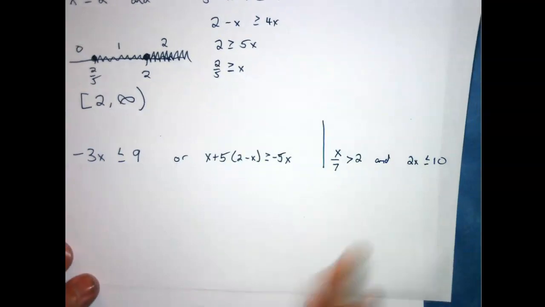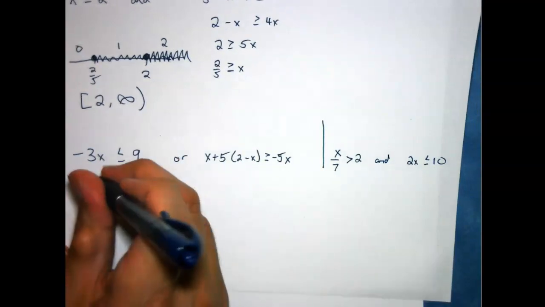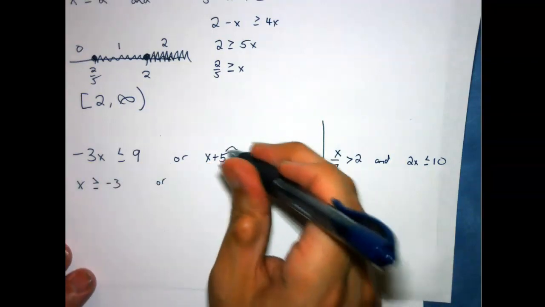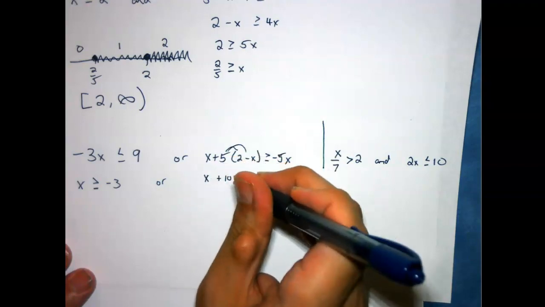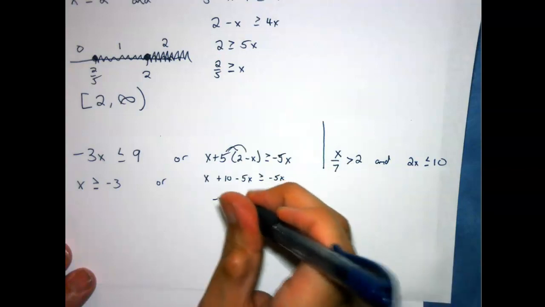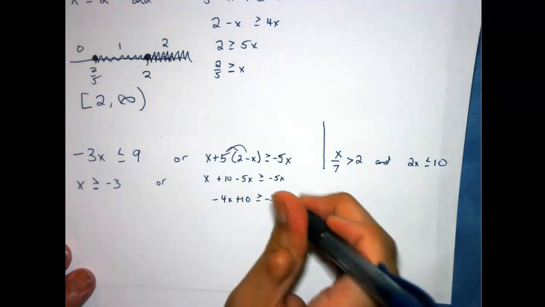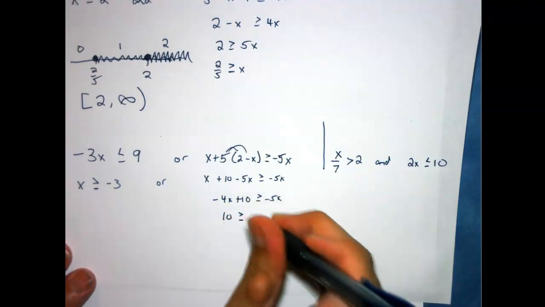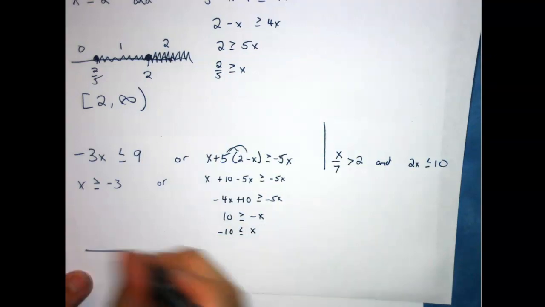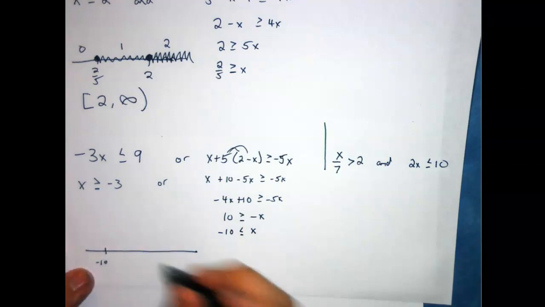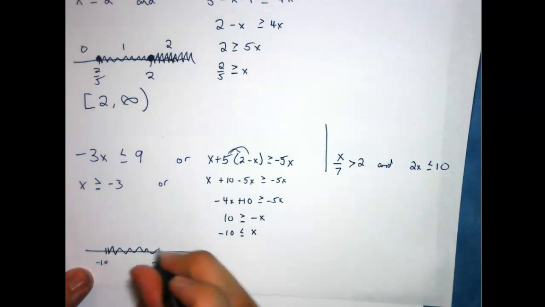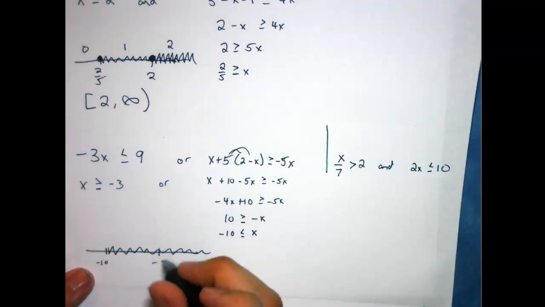Okay, welcome back. Okay, so first one I got to divide by -3, so that's actually going to flip the sign. Or distribute the 5. So x plus 10 minus 5x. Combine my terms. Move that over. Divide by -1. That's going to flip the sign. Okay. -10, -3. So x is greater than -10 over here, or x is greater than -3.